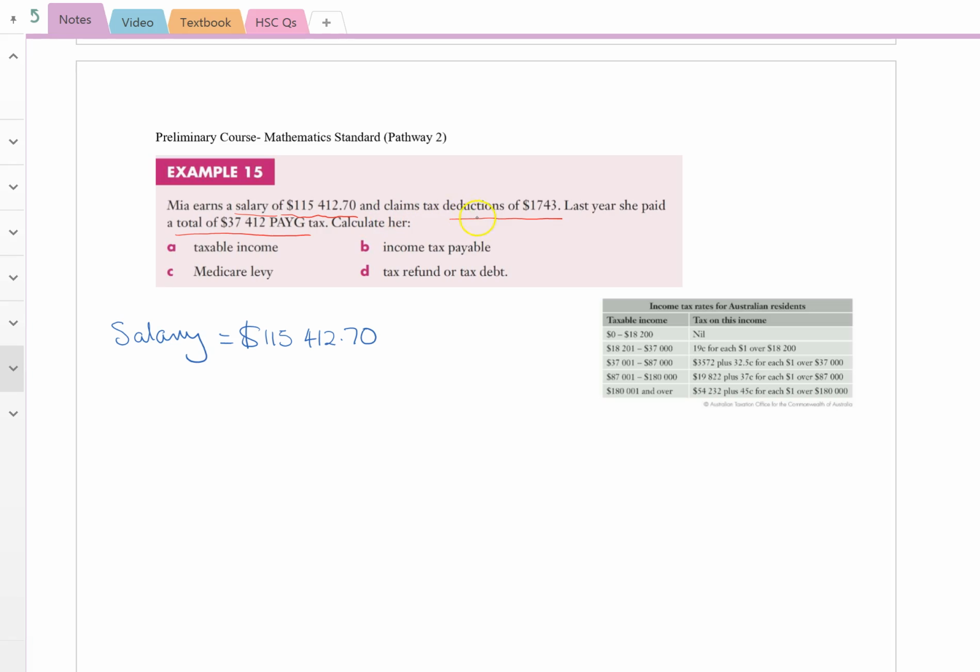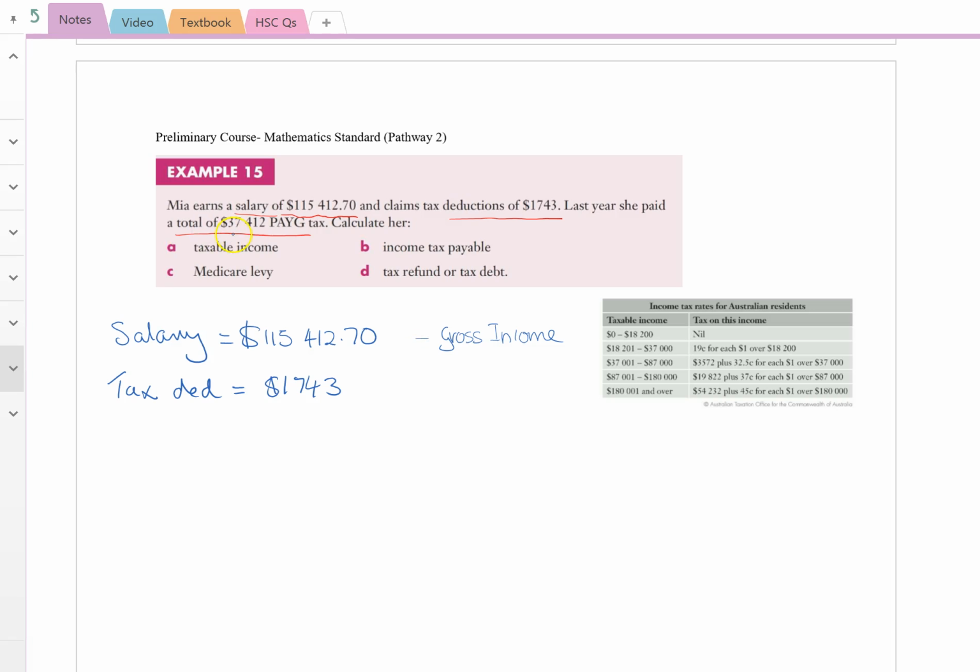She claims tax deductions. That's pretty easy to identify. Tax deductions of 1743. Where do tax deductions come into the story? Well, they're what you're allowed to subtract in order to get your taxable income. Remember I said this was like gross income, or it's part of it. These are your tax deductions.